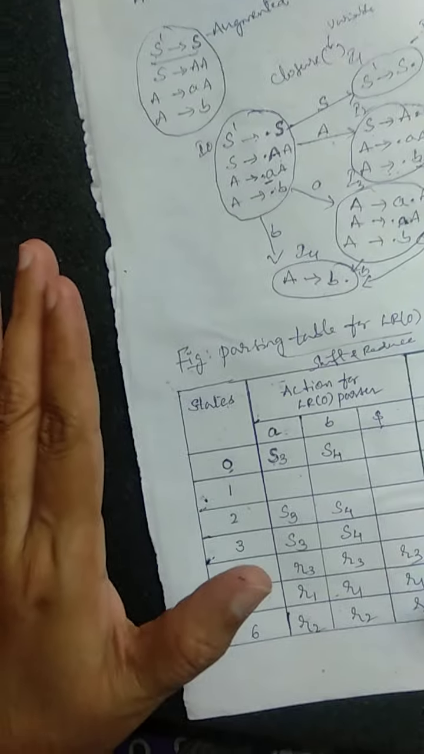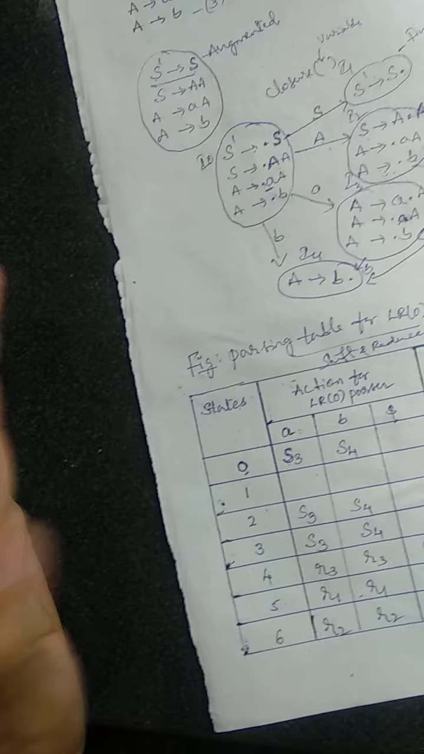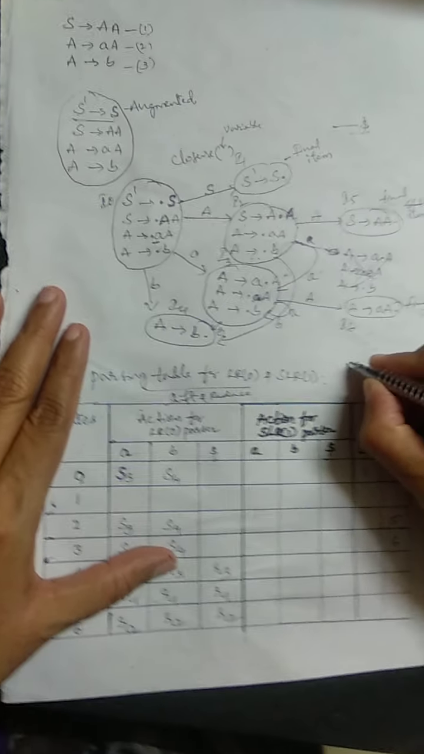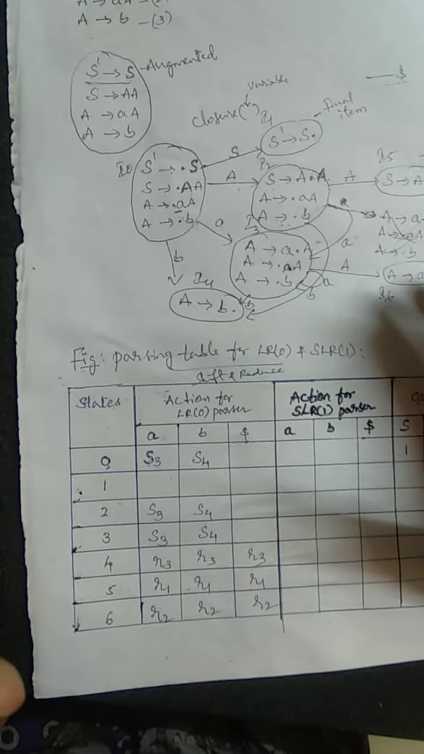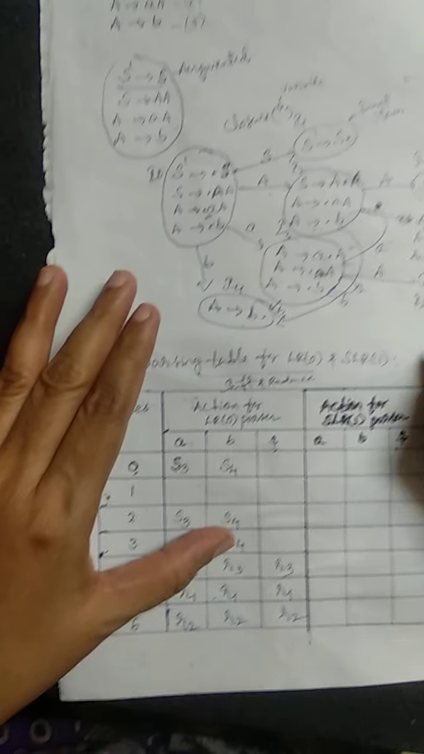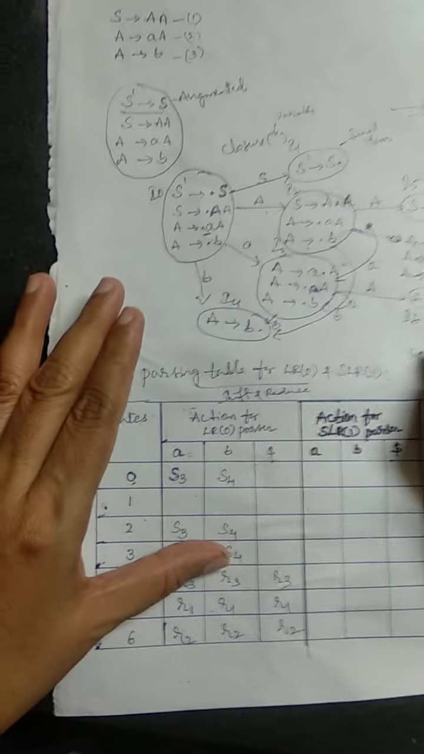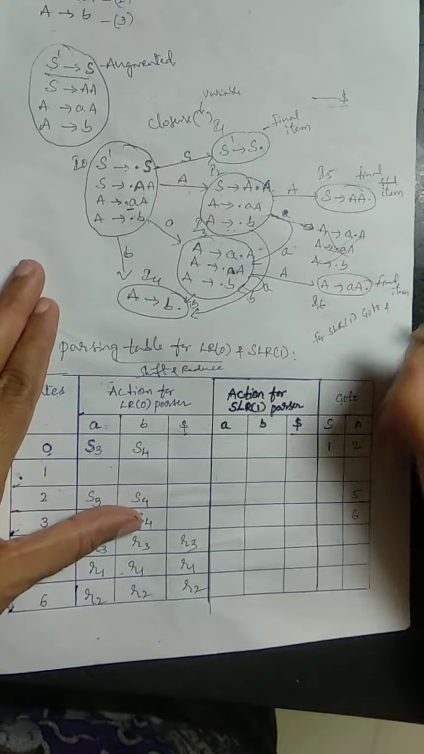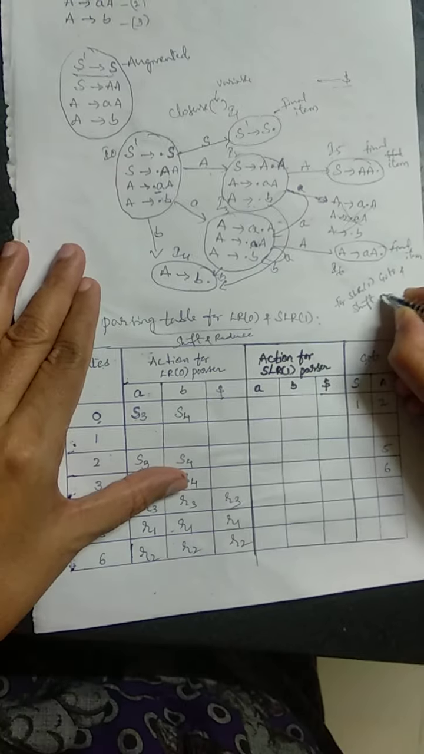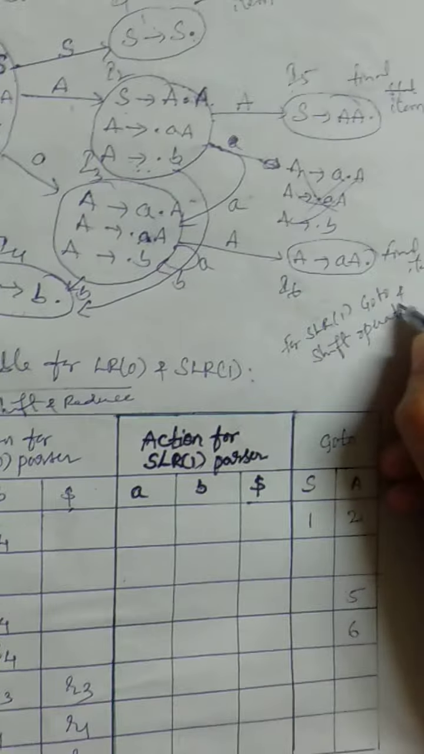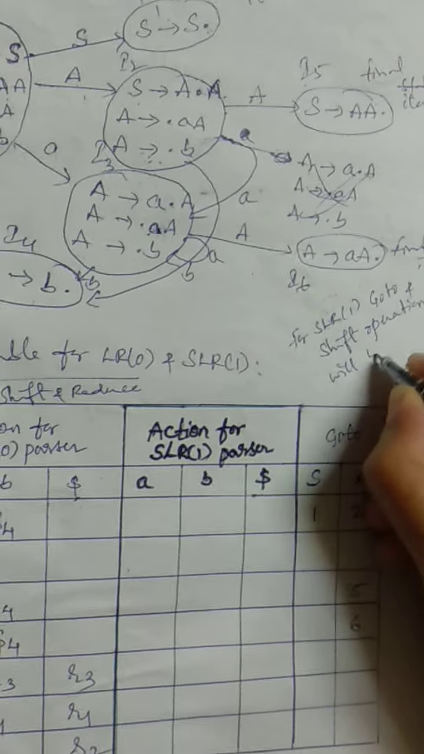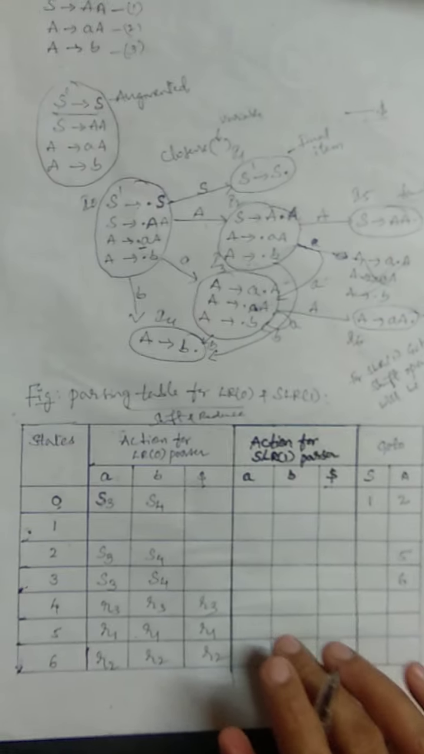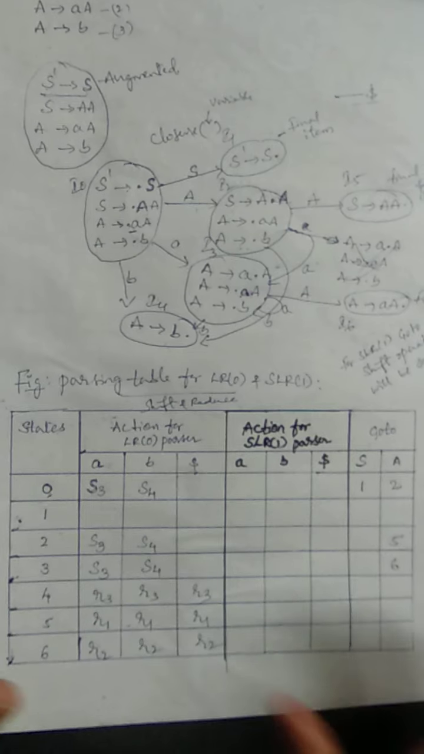So what are the similar factors for SLR1 and LR0? For SLR1, the goto and shift operations will be the same. Okay, the major difference between LR0 and SLR1 is only what? It is in the reduce operation.